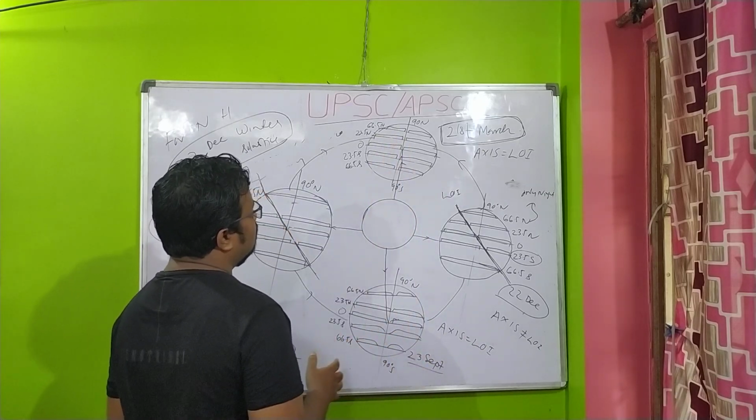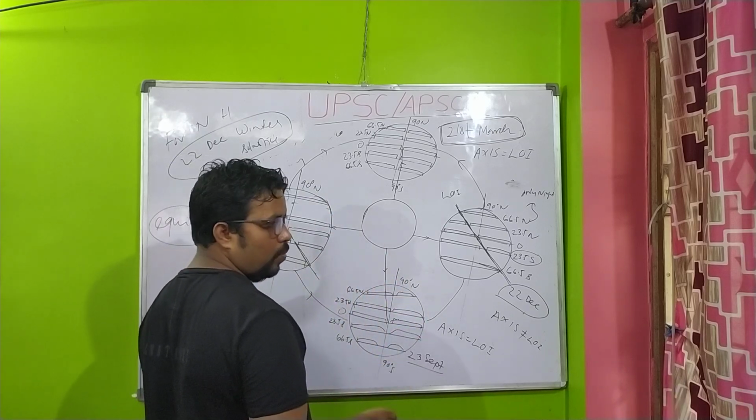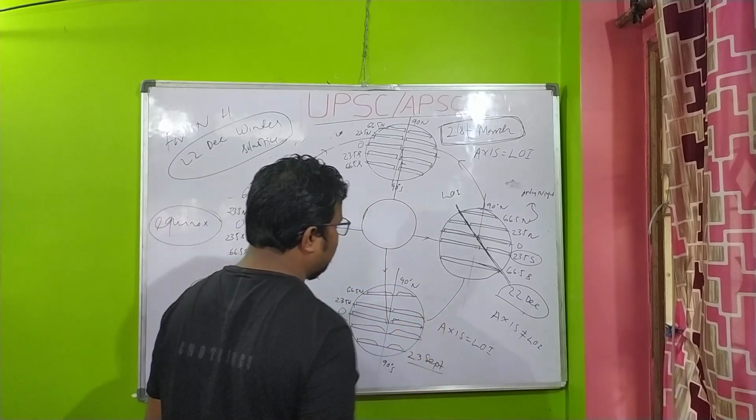Thus we can conclude that both rotation and revolution are responsible for the formation of seasons.